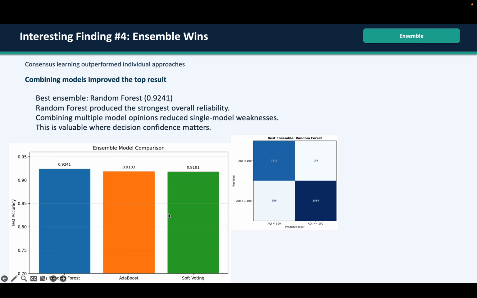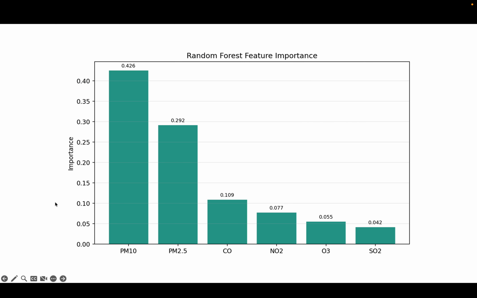I also used AdaBoost and soft voting as ensembles, and again the random forest came out to be the best among all three. This is the feature importance. PM10, particulate matter 10, is the most contributing factor, followed by particulate matter 2.5 and all the other pollutants.